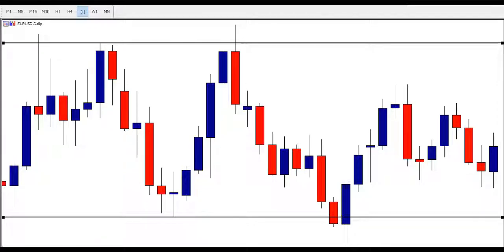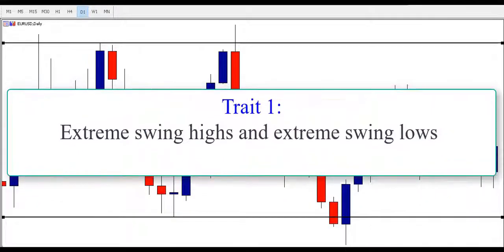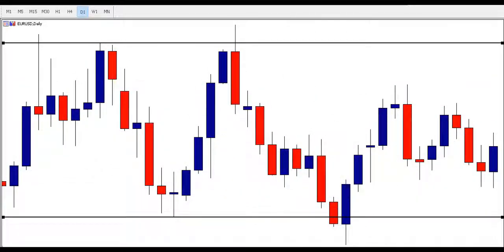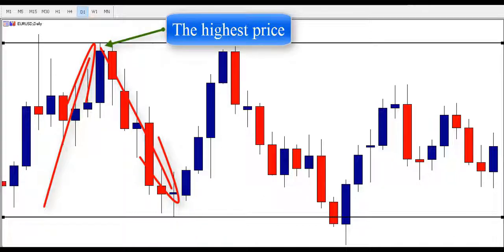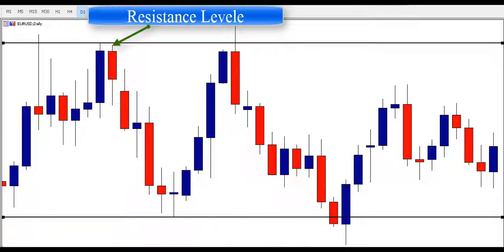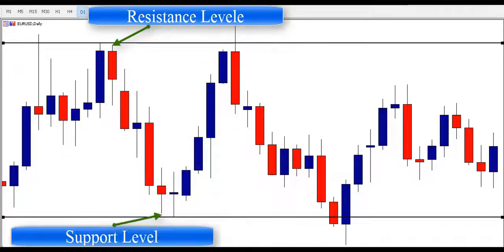So let's start with the point number 1 that qualifies a level of support and resistance, which is the extreme swing highs and swing lows, meaning the highest and lowest point that price has reached in recent time. So we look left and we notice price came up, hit and reversed, and this was the highest point the price has reached, making it an extreme swing high, which represent a resistance level. Now same along the bottom, price came down, hit and reversed, and this was the lowest point the price got to in recent time, making this a level of support.